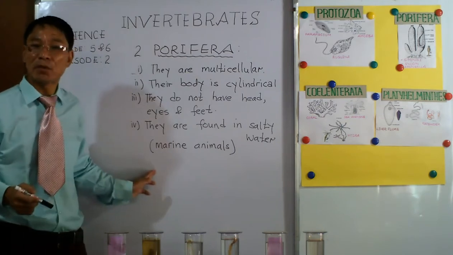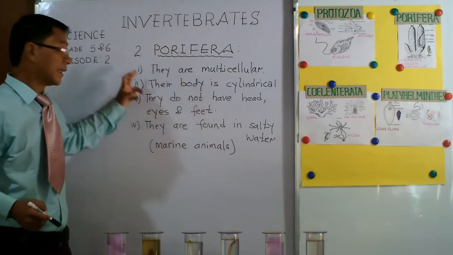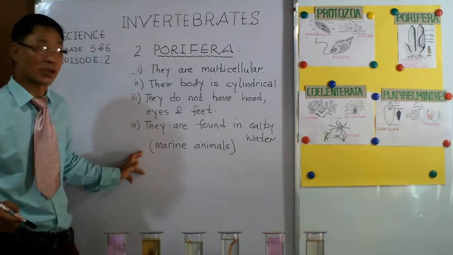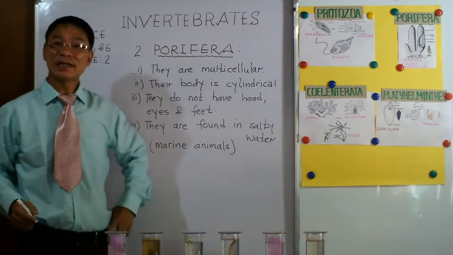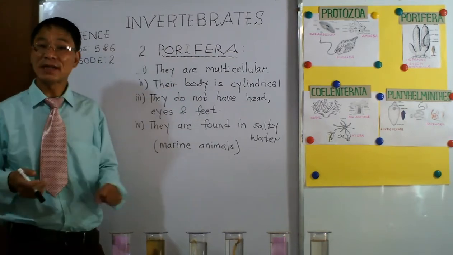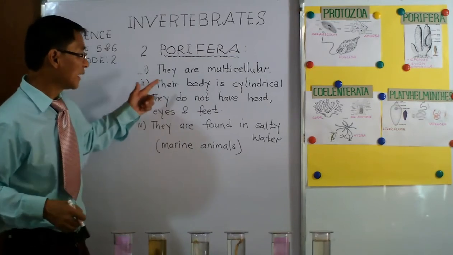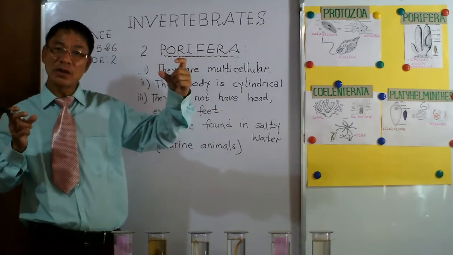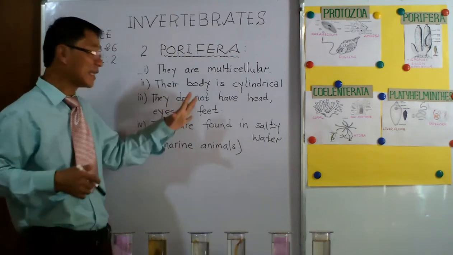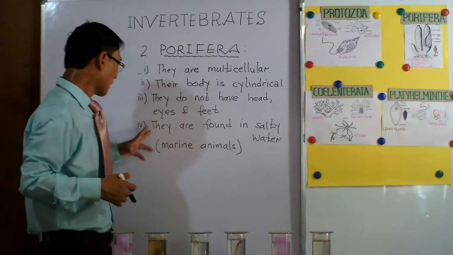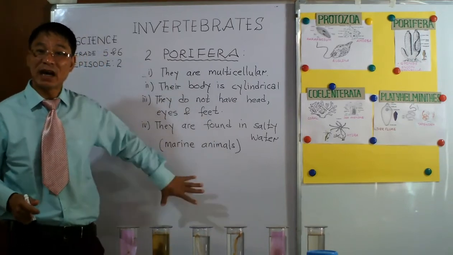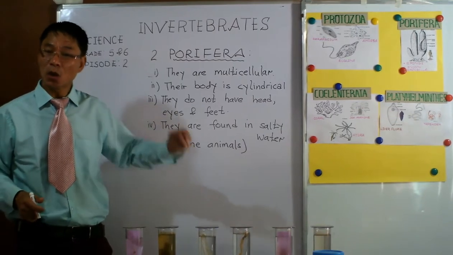Now let me explain one by one. These are some of the very important characteristics of Porifera. There are many characteristics, but we have learned about some of the very important ones. One is they are multicellular, means their body is made up of more than 2 cells. Number 2, their body is cylindrical. It's long like a cylinder. Next, they do not have distinct head, eyes and feet. So these are absent in the Porifera animals, and they are found in salty water, known as marine animals, because they are specially found in seas and oceans.